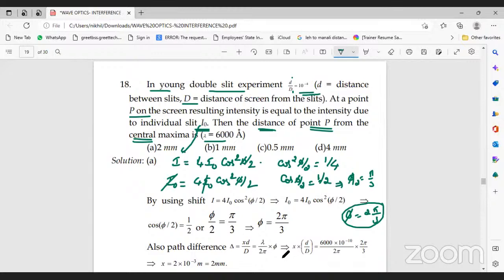What's the relationship between the phase difference and path difference? Phase difference is equal to 2 pi by lambda into path. Phase difference is 2 pi by 3, so 2 pi by 3 equals 2 pi by lambda into path. So 2 pi will get cancelled. X value will be equal to lambda by 3. But what is lambda? 6,000 angstrom, divided by 3.